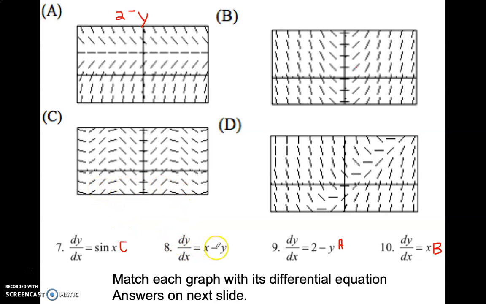And then number 8, obviously this is pretty easy because this is the only graph on the whole page where if you look row by row, slopes are changing. Look column by column, slopes change as you go down. So this changes horizontally and vertically, meaning there's probably an x and a y in here. So we would say that this is letter D.